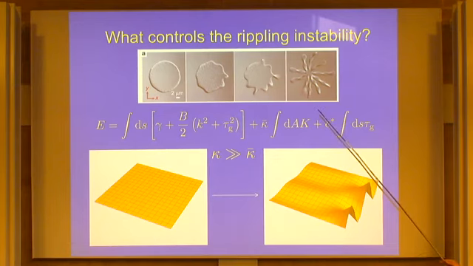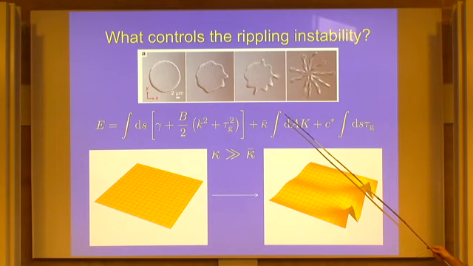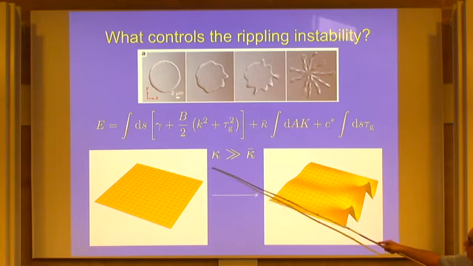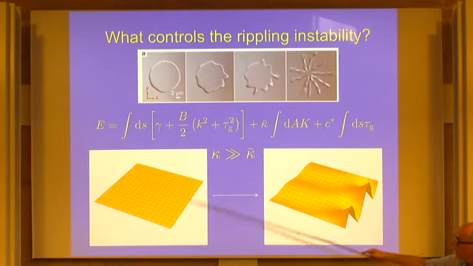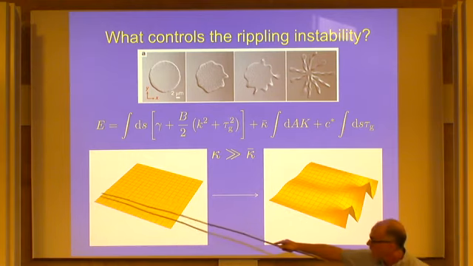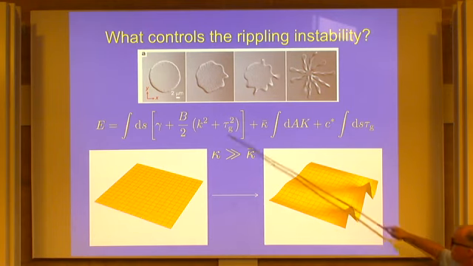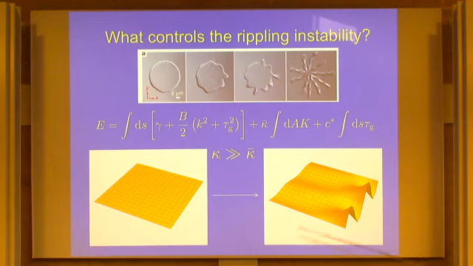So what controls the rippling and stability? We're not going to solve this problem. We're going to look at a much simpler problem, which is the problem of the instability of an infinite edge. So we have a semi-infinite surface. It's going off to infinity to the left, but it's got this infinite edge here. And we're going to ask, when does this energy prefer the edge to be rippled, as I've drawn there?